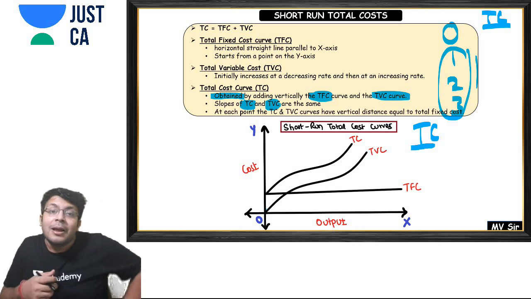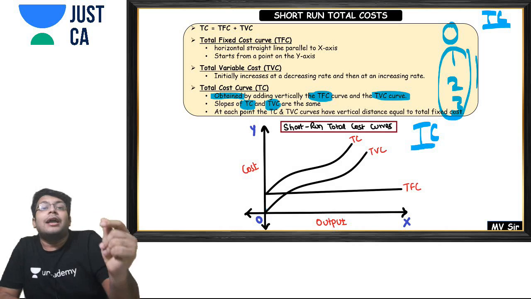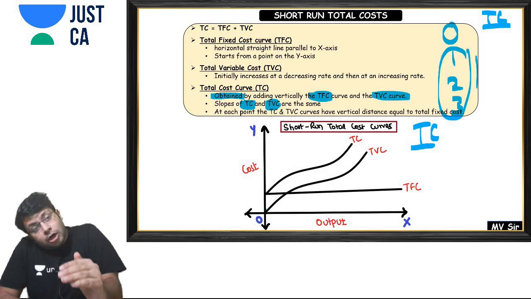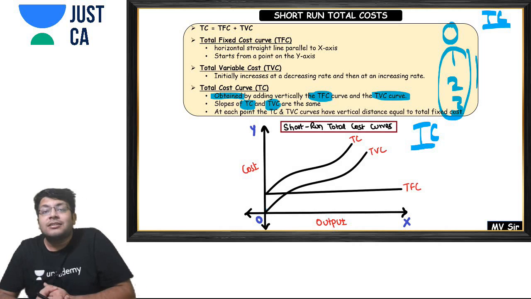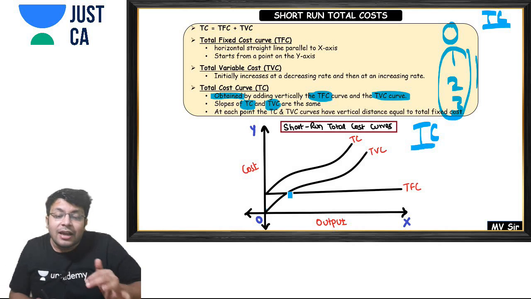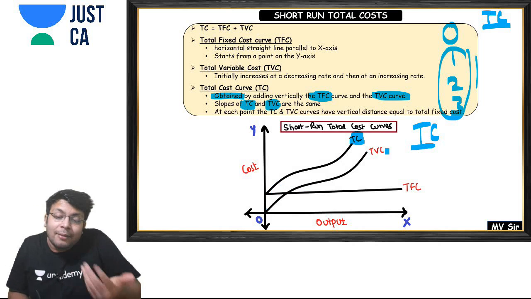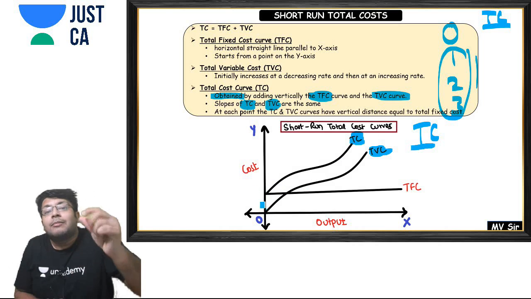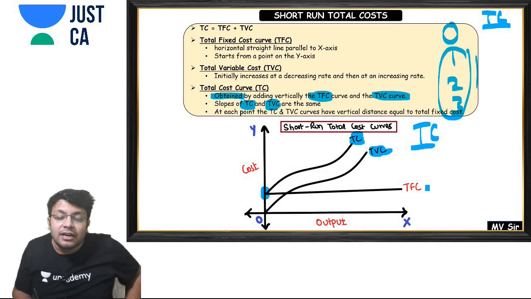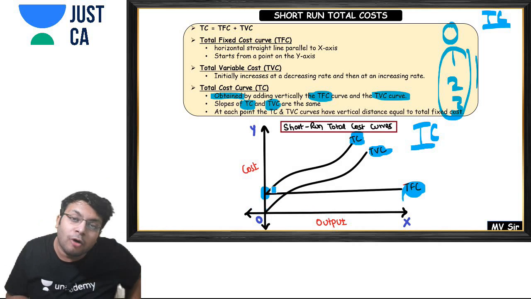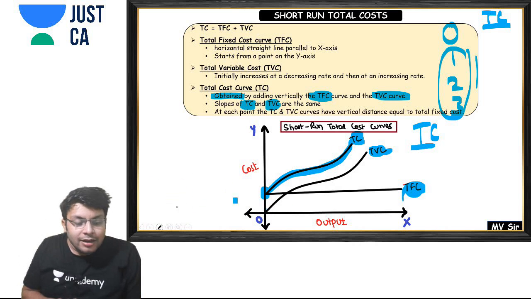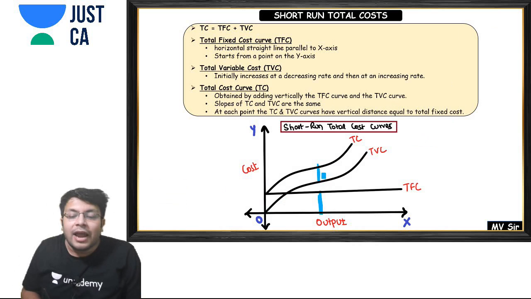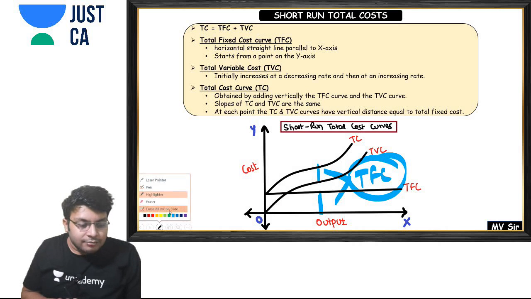So because of total variable cost, my total cost is increasing. That is why the shape of the total cost curve is the same as the total variable cost curve, but the starting point of the total cost curve is derived from the total fixed cost curve. My total cost curve also first increases at a decreasing rate, and then it increases at an increasing rate. Okay, and the difference between your total cost curve and your total variable cost curve is equal to the total fixed cost. So this can also come as an MCQ.